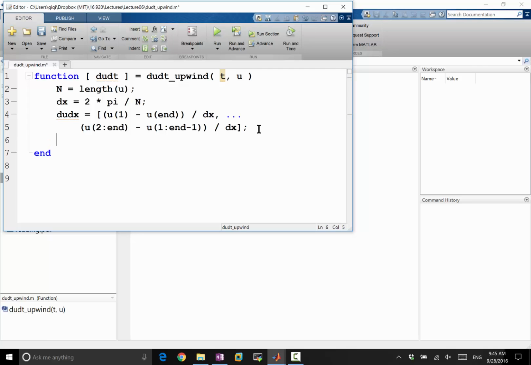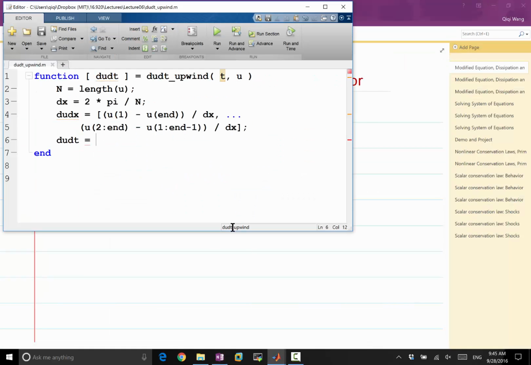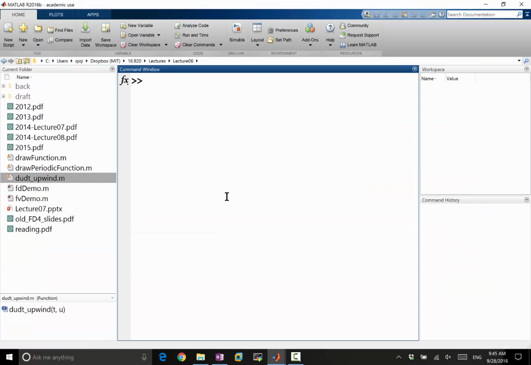Okay. So my du/dt is then equal to, according to this formula, minus big U times, let's for example say U is equal to 1, just to serve as an example, minus U times du/dx. All right, so that is our function. And let's use ode45 to integrate that.